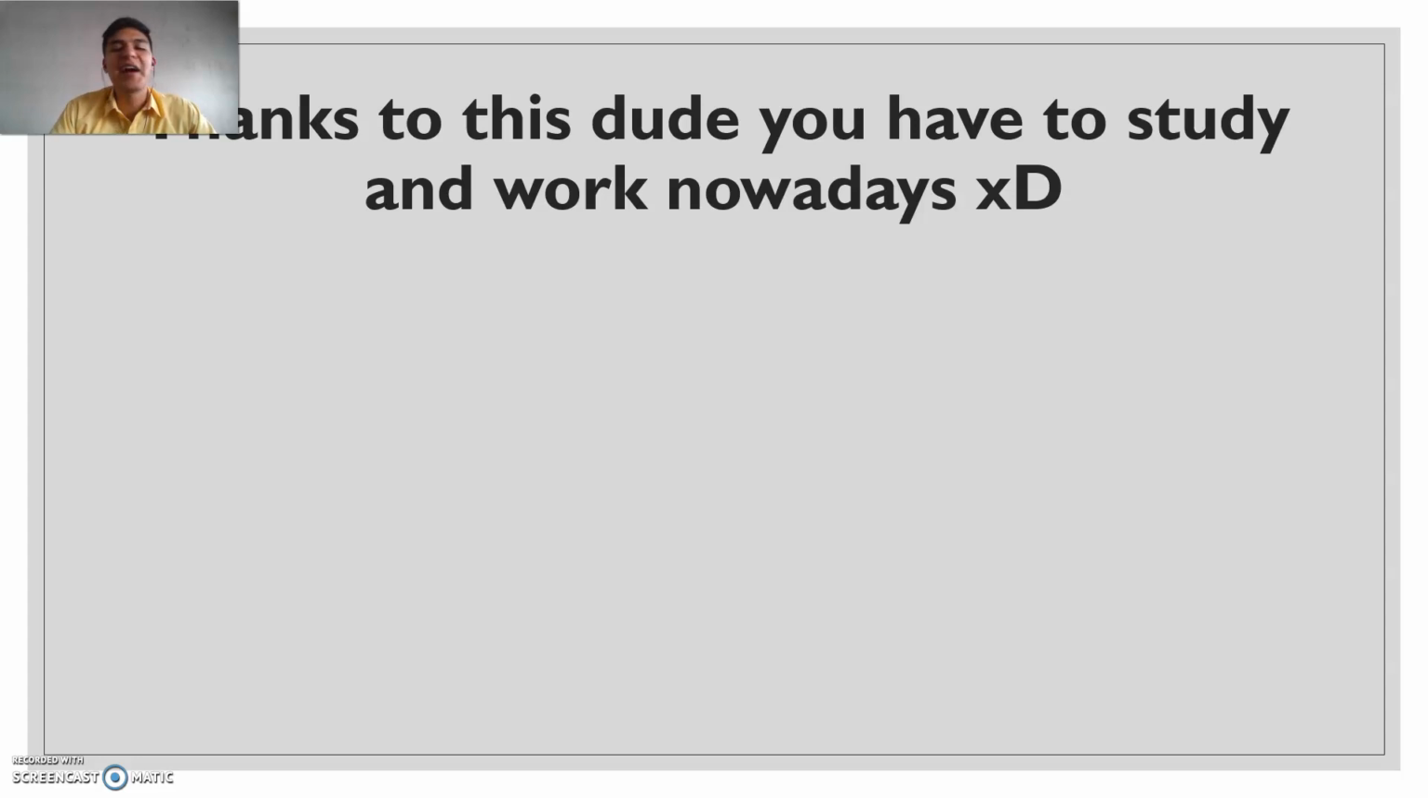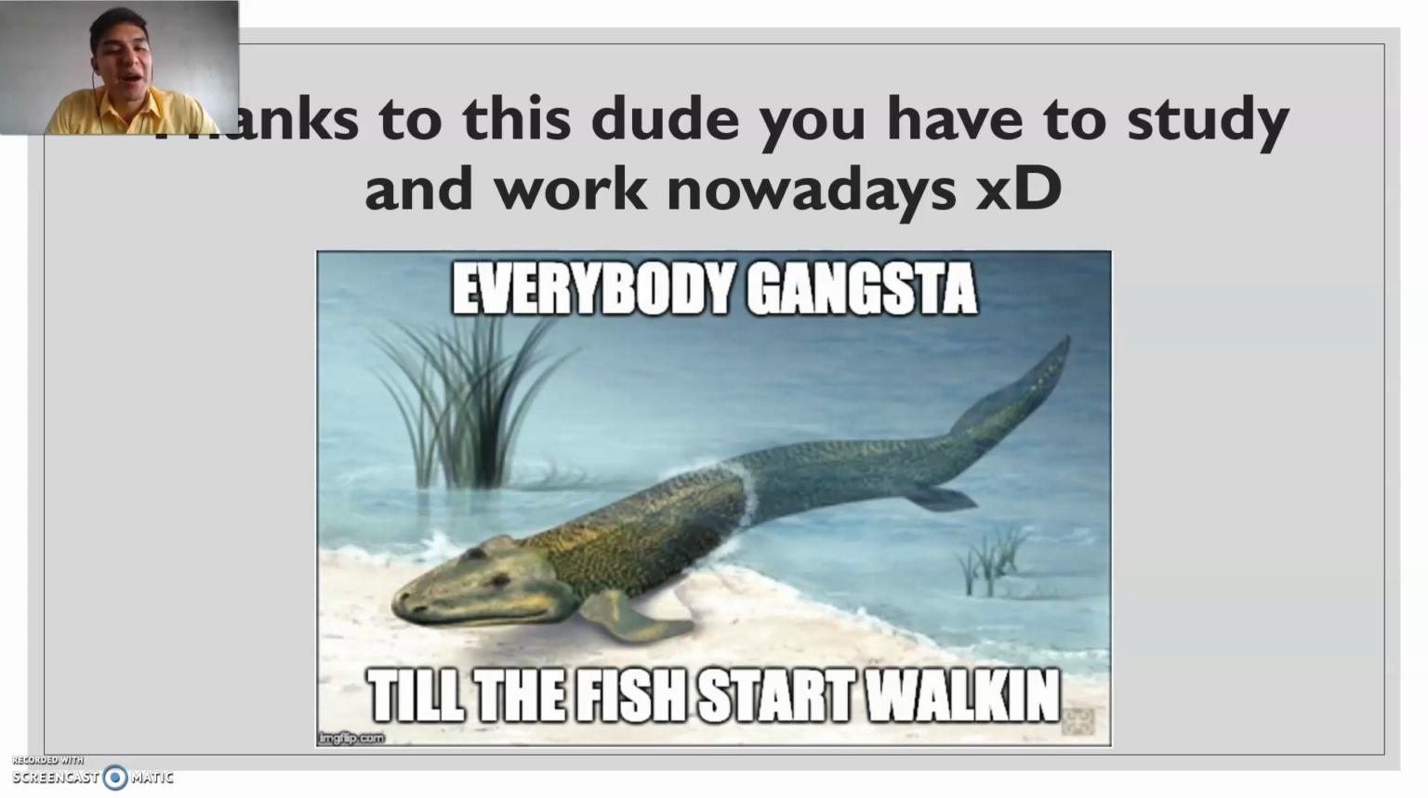And, well, we're going to have a round of memes that are related to Tiktaalik. They have been out for a couple of months. Probably you have seen some of them, probably you haven't. Thanks to this dude, you have to study and work nowadays. And just like it says, everybody gets till the fish starts walking. So this is another variation of the famous meme, everybody gets until the cockroach starts flying. But yeah, if we analyze the evolution, of course, we are all here because of the guy that you see right there, because of Tiktaalik. Because, of course, he was a precursor of life in the ground-like habitats.